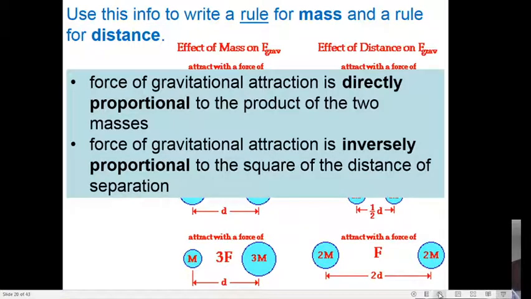It's advanced stuff. So the force of gravity is directly proportional to the product, multiplied, of the two masses. So you have two masses multiplied together. And the force is inversely proportional to the square of the distance.